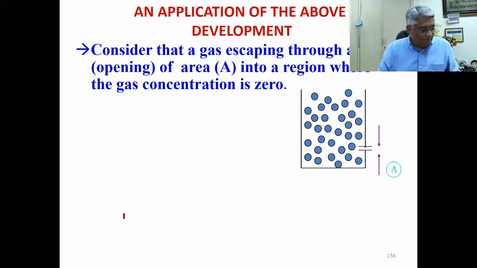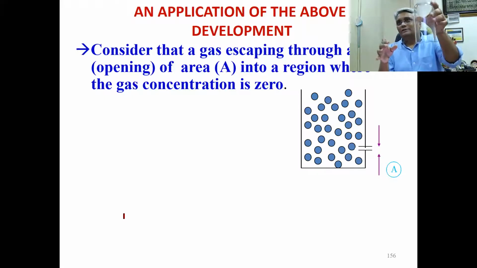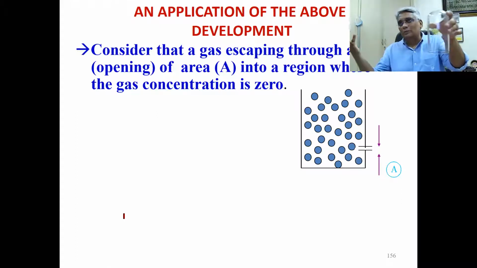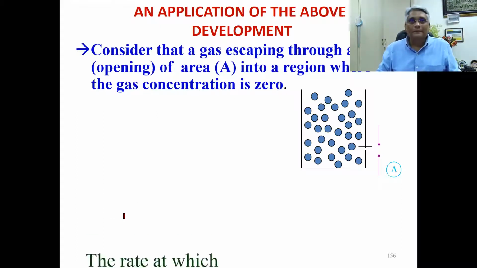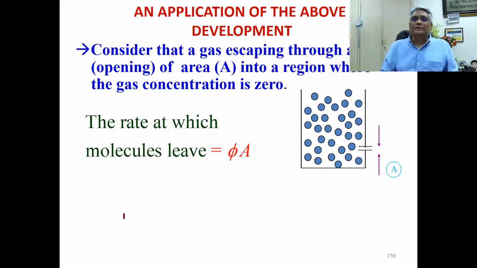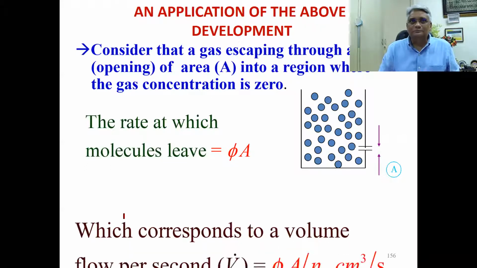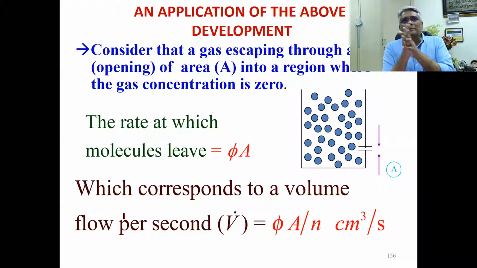Ideal approximation. Look, what we are trying to understand is this is a chamber, and then you have a small opening through which you want to remove all the gas molecules. That's what I'm trying to say there. Okay. Now the rate at which molecules leave is phi times A, right? Gas impingement flux times the cross-section area. And this corresponds to a volume per second, V dot, right? dV by dt as phi times A by N, so many centimeter cube per second.